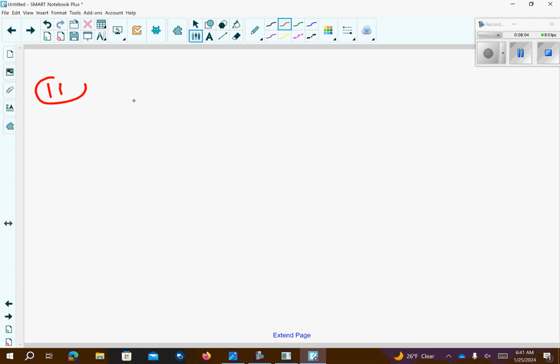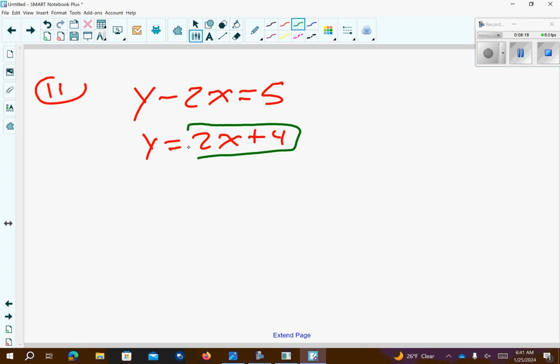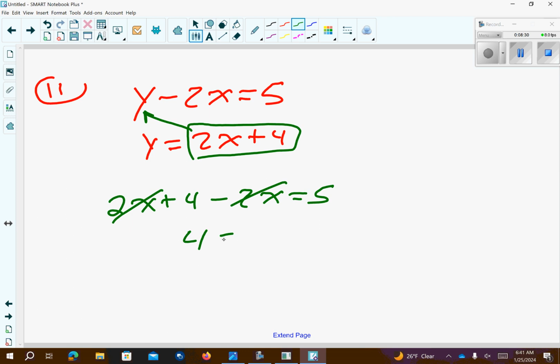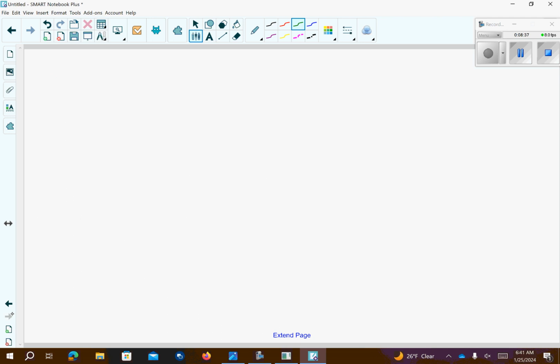Number 11, I'm going to get y minus 2x equals 5. And y equals 2x plus 4. Okay, so I can take what y equals, and I can plug it in there. So that's going to be 2x plus 4 minus 2x equals 5. The positive and negative 2x cancel, so I get 4 equals 5. So that's a false situation. So we have no solution for our answer.